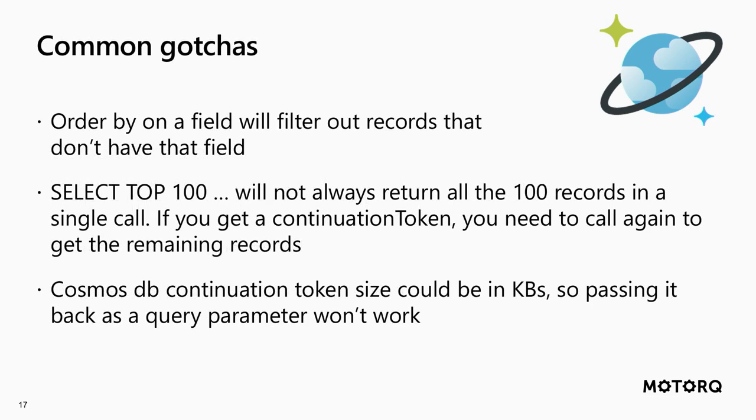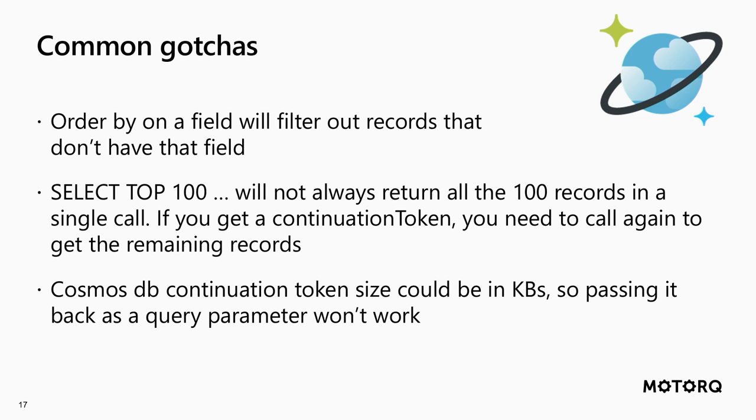And then there are some gotchas with the querying. If you do your order by on a field, and some of the records don't have that field, then those records won't show up in the query result. Also, if you do a select top 100, it won't always return all 100 records. Depending on the RU consumption at that point in time, it might return fewer records. And if you receive a continuation token, you need to call again, passing the continuation token to get the rest of the records.